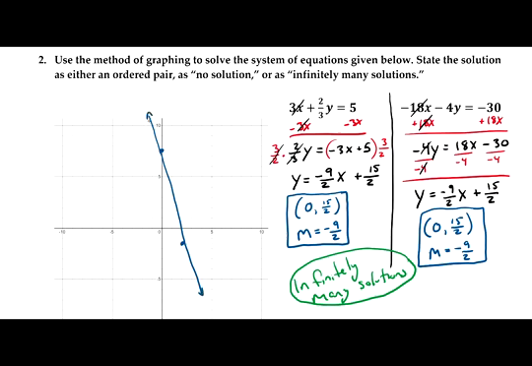And that second line is same y-intercept, same slope. So these two lines basically overlap each other. So every single point is a point of intersection. Infinitely many points mean infinitely many solutions. So that is the special case where there are infinitely many solutions. All right, let's look at number 3.